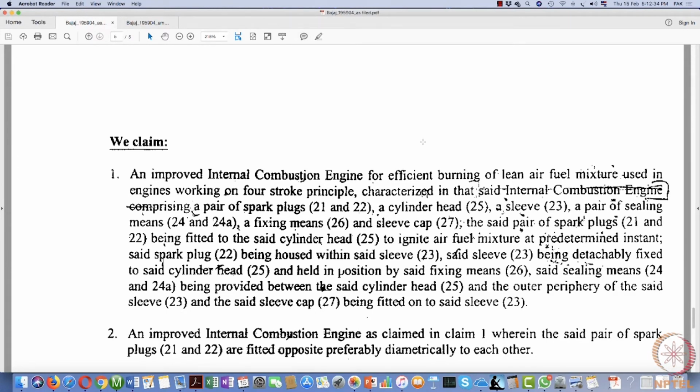Now what you notice here is that when it mentions the internal combustion engine comprising of spark plug, there is no limitation to the size of the cylinder. It just says a cylinder head, and it just says internal combustion engine. Everything else is the same. Now this case, as you would know, ran into trouble. This patent was litigated. It continues to be litigated. The case, I believe, is still pending before the Madras High Court.